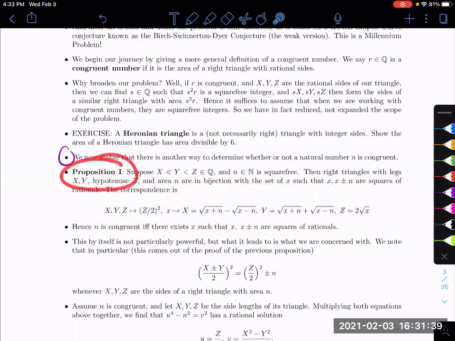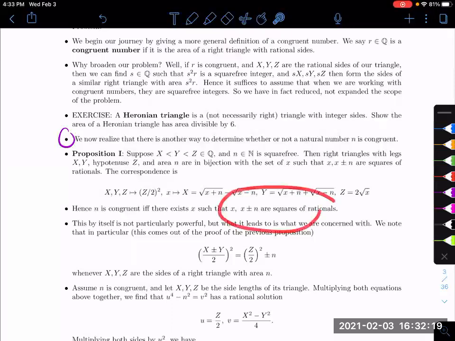And there's a nice succinct way of summing this proposition up into the congruent number language: n is congruent if and only if there exists a number x such that x and x plus or minus n are squares of rationals. That's just an immediate corollary of this proposition. It's not that hard to prove, and it was well known in ancient times. The congruent number problem has been studied for centuries, and this has been known for centuries. I forget who it dates back to. I know the Greeks knew about this, but I don't know if it went further back than that.